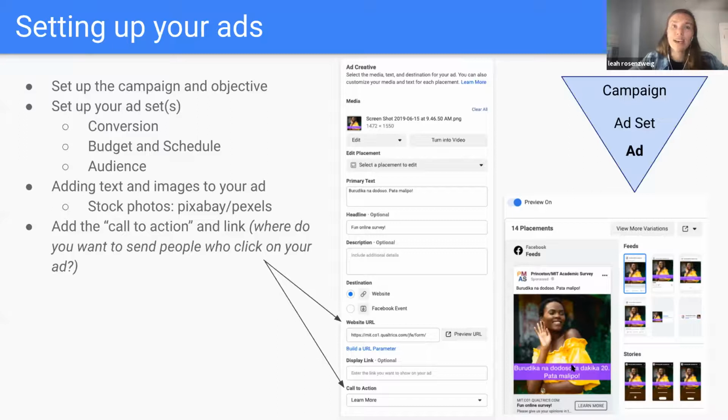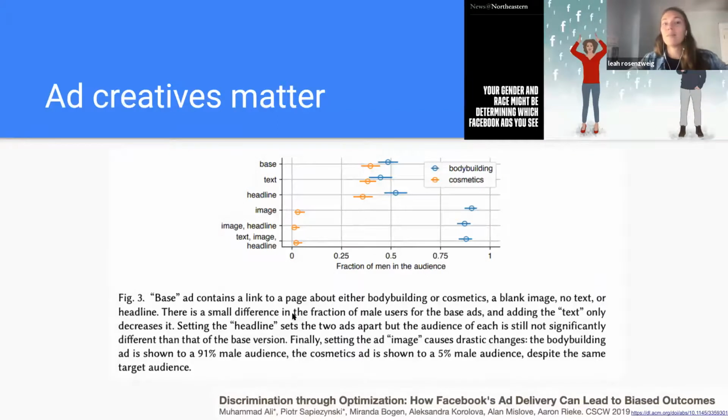And I do think there's evidence actually that the image matters a lot. So this is a study by researchers at Northeastern where they targeted several ads to the same target audience or population. The base had no image, no text, but the links were different, so whether it went to a bodybuilding site or a cosmetic site. Then they added text. Similarly, they're still targeting the same people, but adding text doesn't do much. Adding a headline does a little bit more to say the target is going to be more or less men that Facebook's algorithm sends the same ad to.